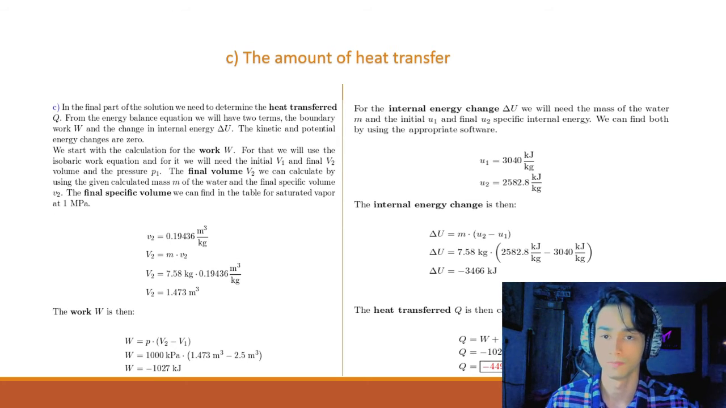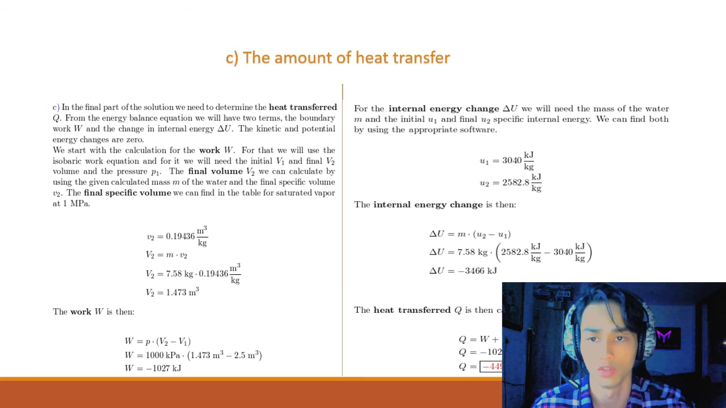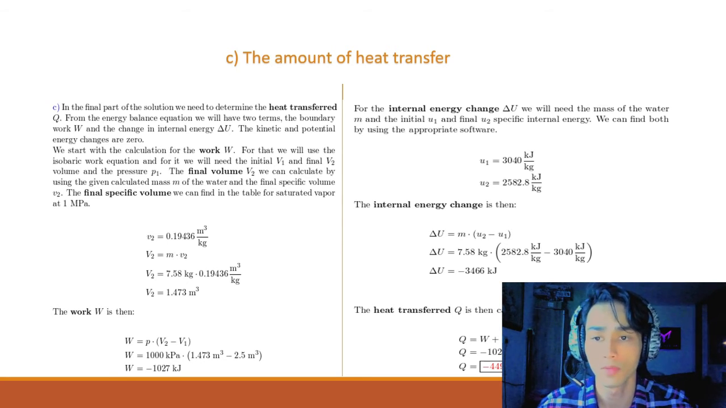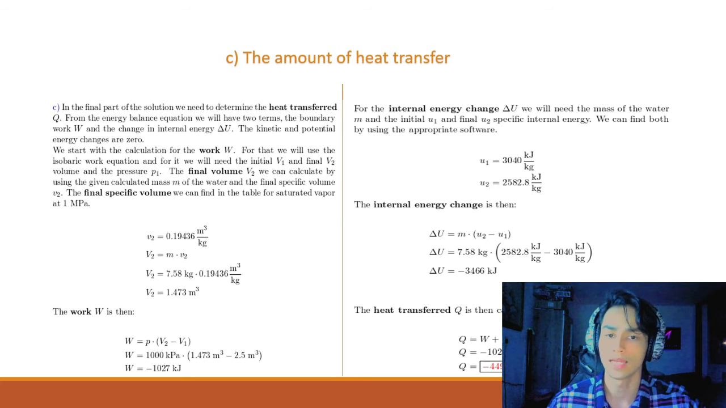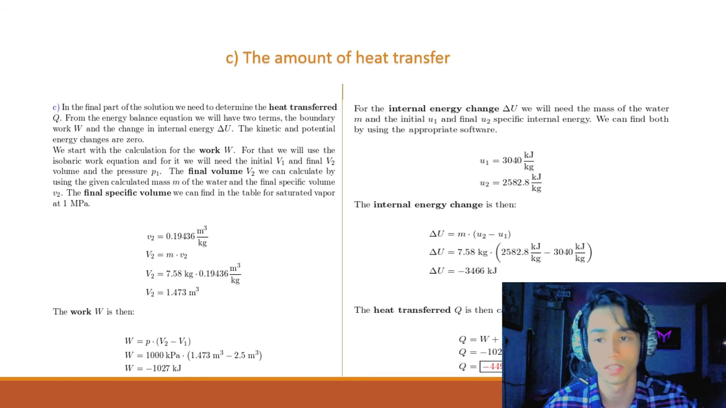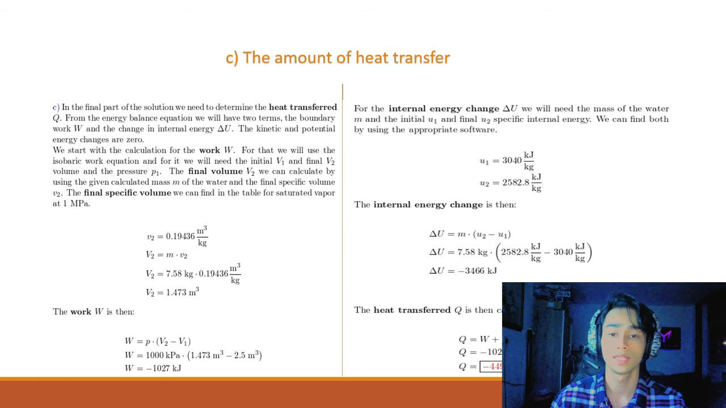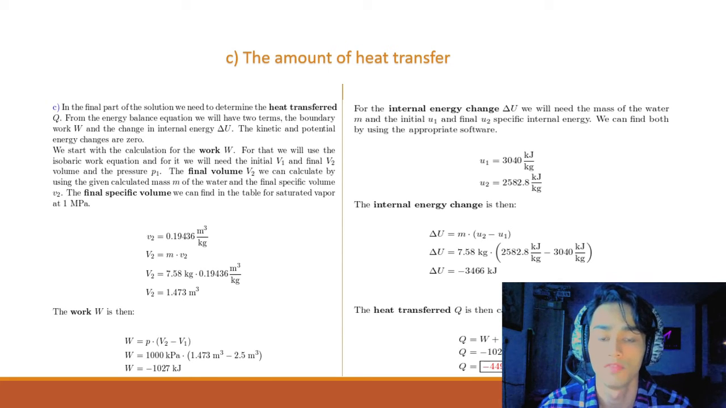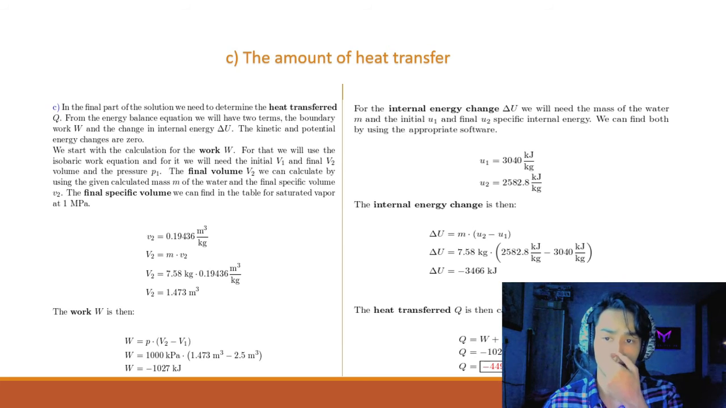Okay, we move to the amount of heat transfer. In the final part of the solution, we need to determine the heat transfer, which is Q, from the energy balance equation. We will have two terms: the boundary work and the change in internal energy, which is delta U. The kinetic and potential energy changes are zero. We start with the calculation for the work, which is W. For that, we will use the isobaric work equation, and for it, we will need the initial V1 and the final V2 volume and the pressure.